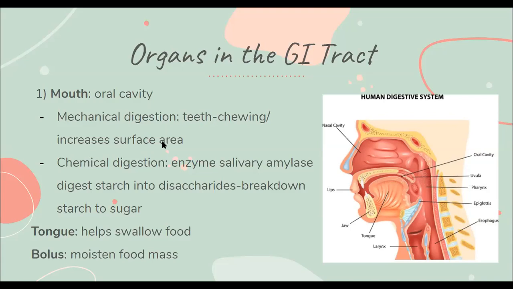So if you think about it, if you eat, let's say a burger, and you bite a piece off and you just chew it, the surface area gets bigger. You're mushing it into smaller pieces, which is increasing the surface area of the food, making it flatter or more condensed. And then chemical digestion in the mouth is when you have enzymes in your saliva, something called amylase. And this enzyme amylase digests starch into disaccharides, which is a type of simple sugar.